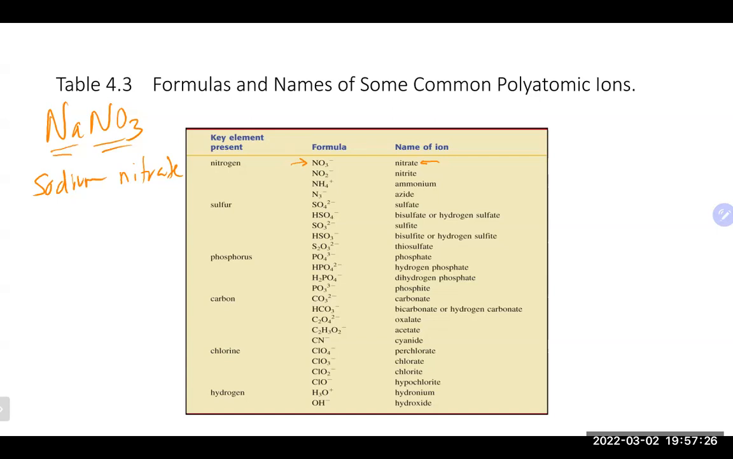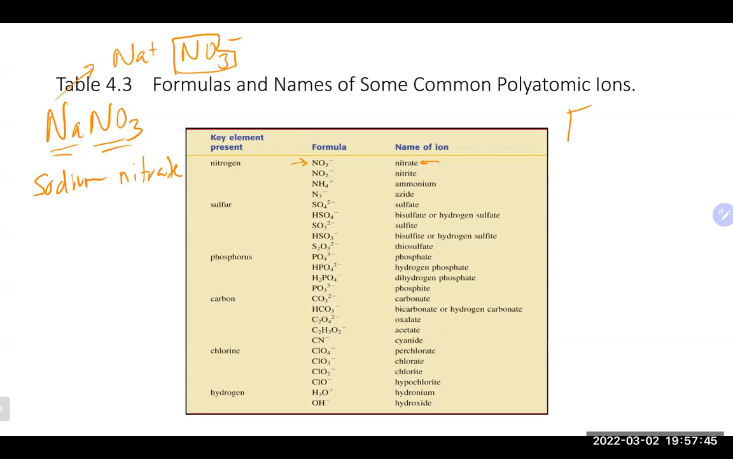It is really two ions here. It is a sodium ion that has a +1 charge, and it is a nitrate ion that has a -1 charge. So that's why we just have one of each, +1, -1, when we put it together.